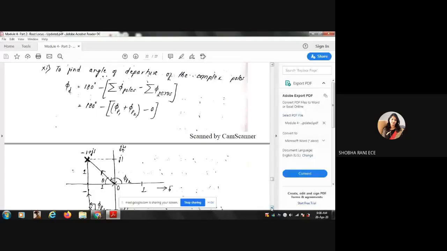Just remember like this: the root locus will always originate at a pole. We can say the root locus will always depart from the pole. So we have to calculate angle of departure. But when it comes to complex zeros, the root locus will terminate at the zeros, or arrive at the zeros. So we have to calculate angle of arrival for complex zeros.